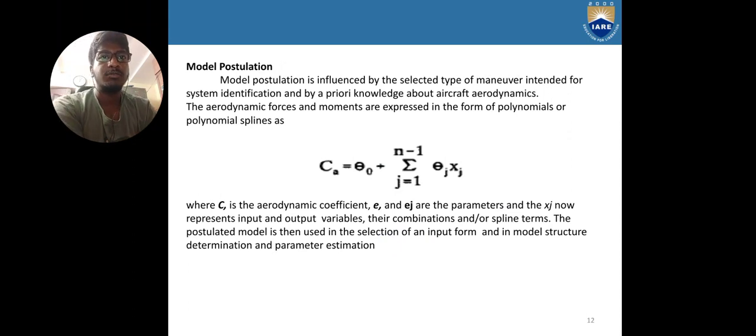Model postulation is influenced by the selected type of maneuver intended for system identification and by prior knowledge about aircraft aerodynamics. The aircraft aerodynamic forces and moments are expressed in the form of polynomials. C_A is equal to theta naught plus the sum from j equals 1 to n minus 1 of theta j x j, where C_A is the aerodynamic coefficient, theta naught and theta j are the parameters, and the x j represents input and output variables.